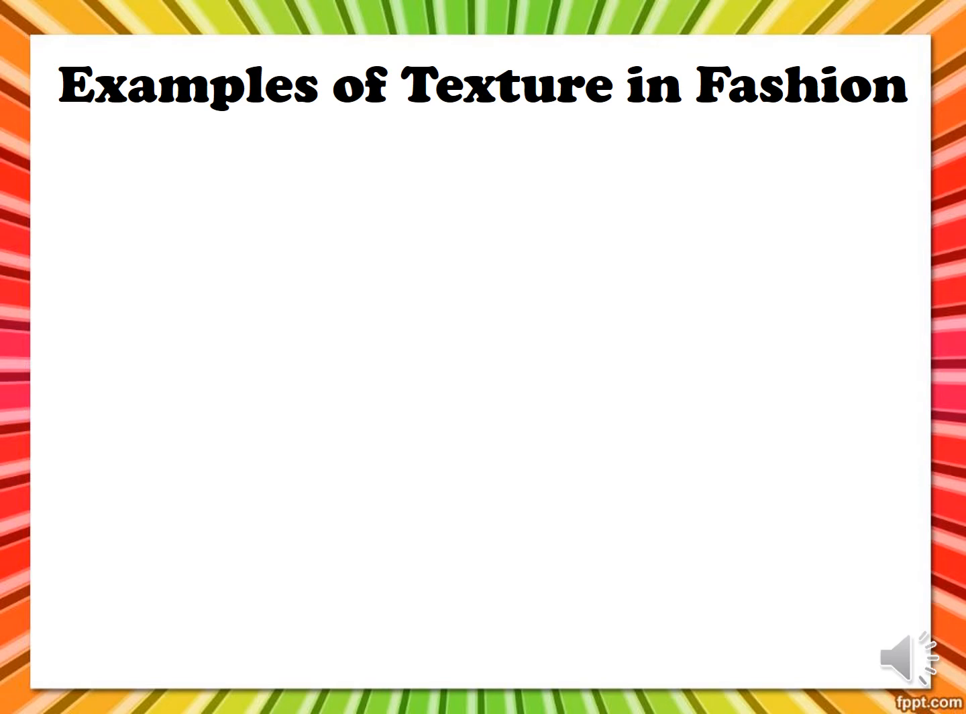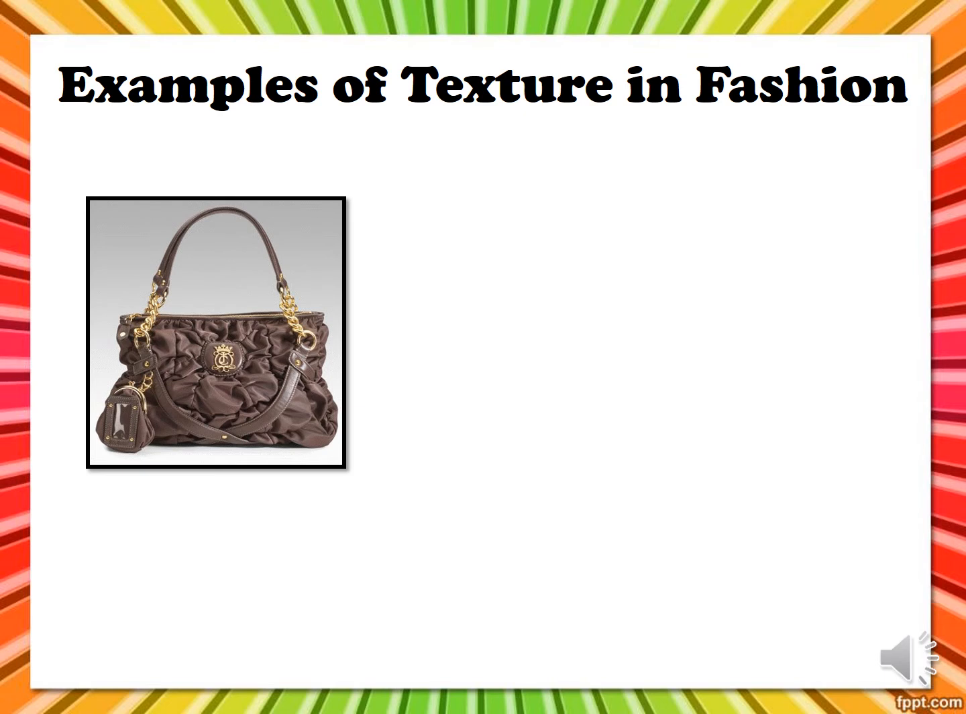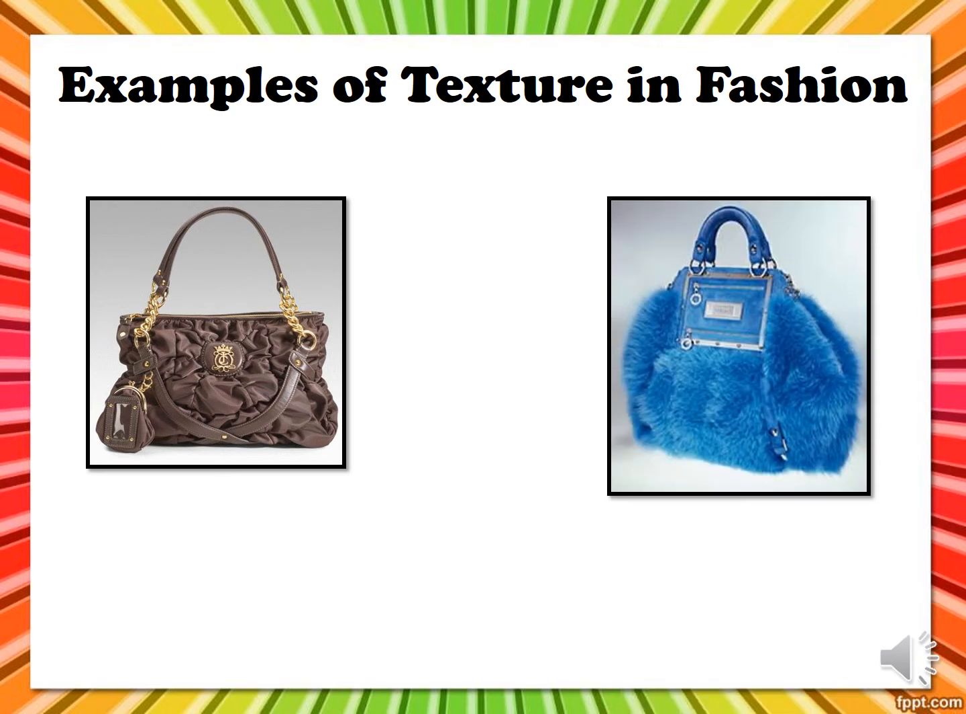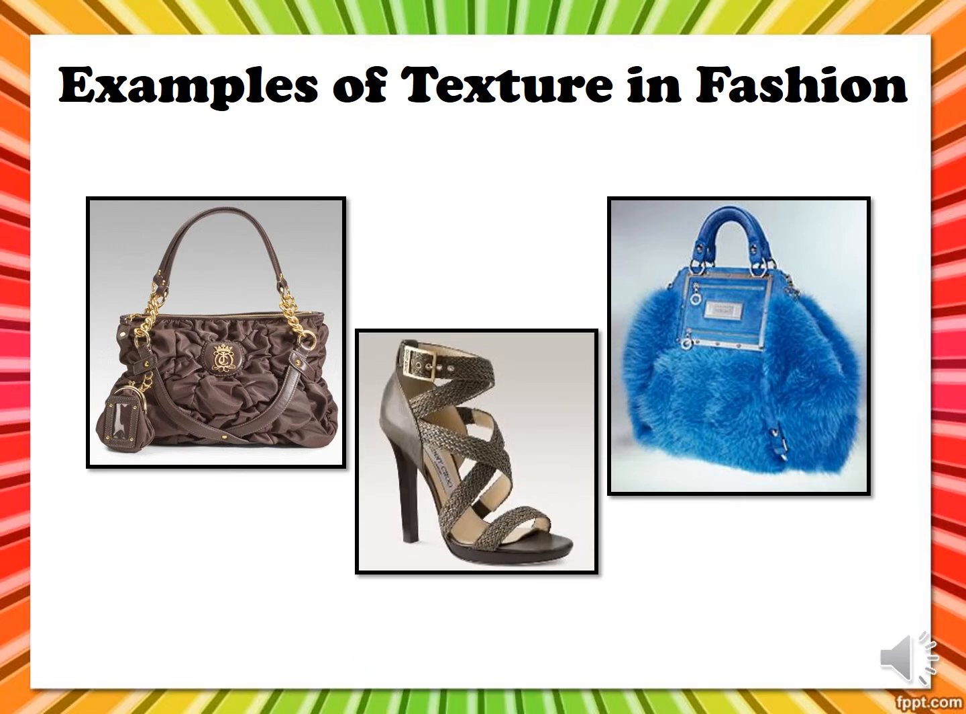Examples of how textures are used in fashion. We look at that bag. Looks nice, but it looks coarse. We look at this other bag, also looking good, but it looks soft. When you look at this shoe, the shoe has a combination of two types. At the front, the straps look coarse, and at the back, the heel looks smooth. So there we can see textures being used more than one in one article.